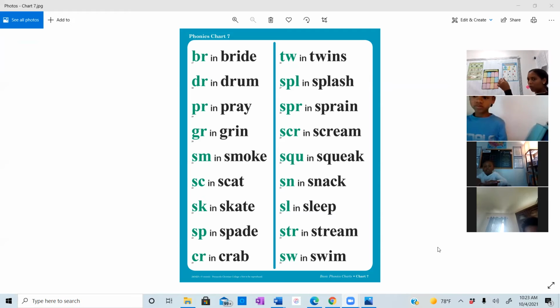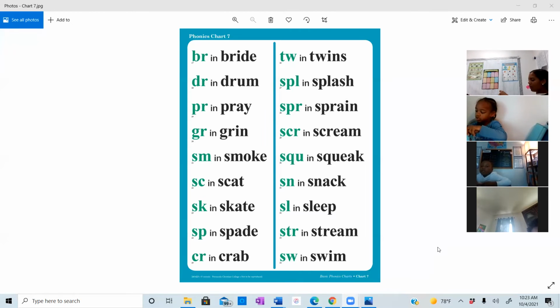SPL says bull, and splash. SPR says spur, and spring. SCR says skr, and scream. SQU says squawk, and squeak.